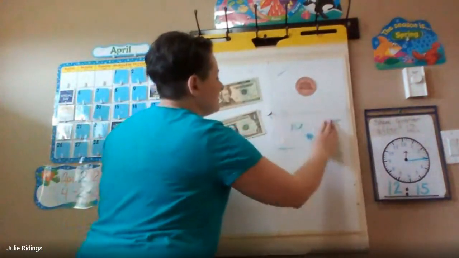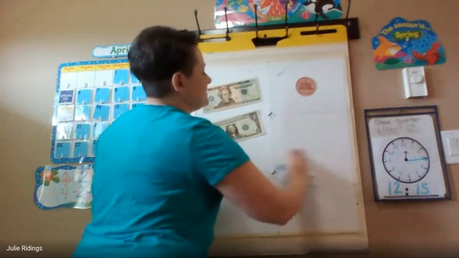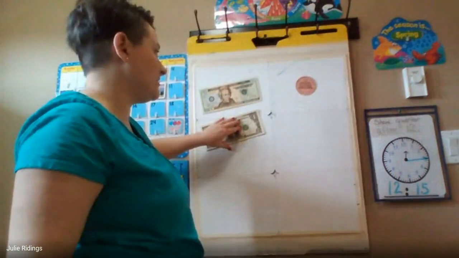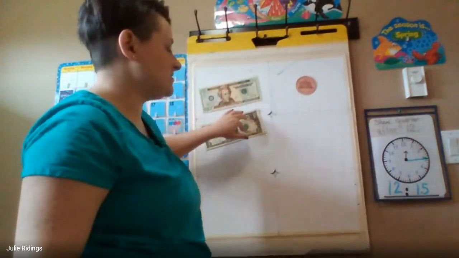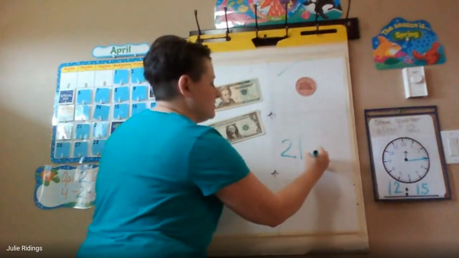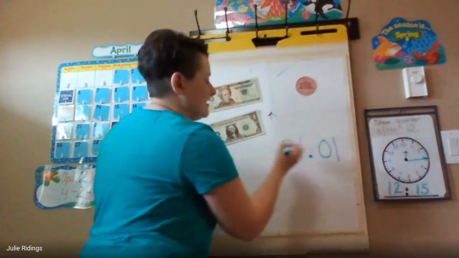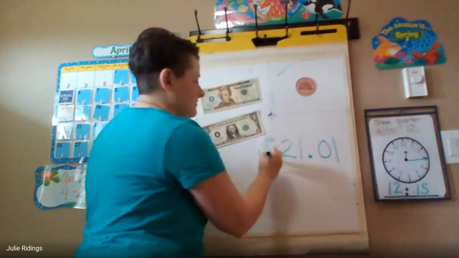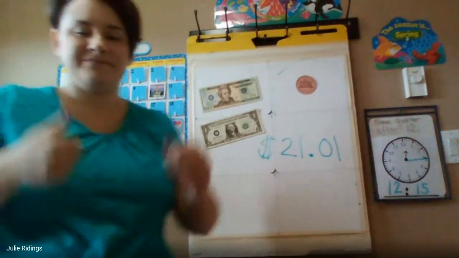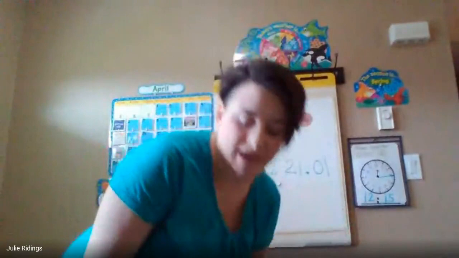So now let's count what we have that I switched those coins over for a dollar bill. $21.01. 0-1 when you're writing cents. $21.01. Good work. All right, let's get moving, and we are going to go right on to our math.